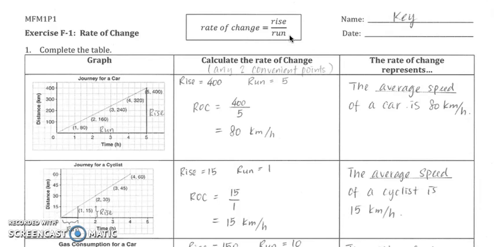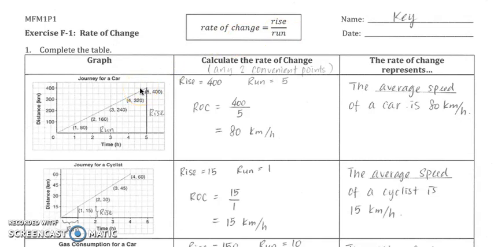So again, we have to pay attention also to the direction. When you're going from a higher point to a lower point, the rise is actually negative to show you're going down. Run, if you're going from left to right, is a positive run. If you're going from right to left, it is a negative run.